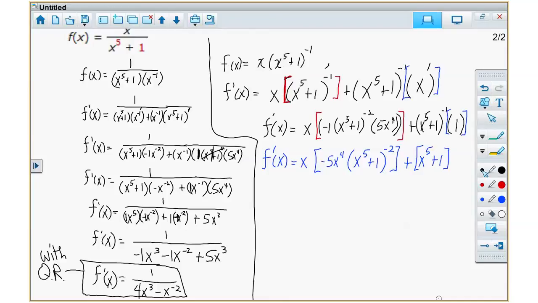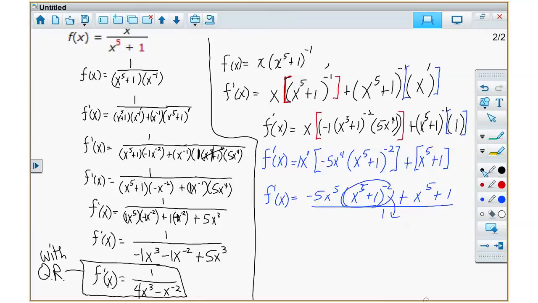I can multiply this x times this right here. That's x to the 1, that's 1x to the 1. So f prime of x is equal to 1 times negative 5 is negative 5. X to the 1st times x to the 4th is x to the what? 5th, times (x to the 5th plus 1) to the negative 2, plus x to the 5th plus 1. Now all that's over what? 1. What am I going to do with this guy?